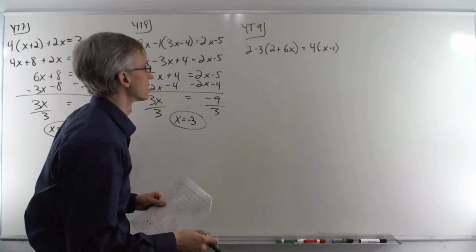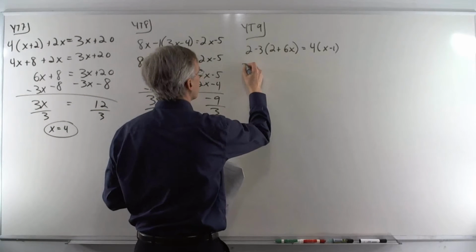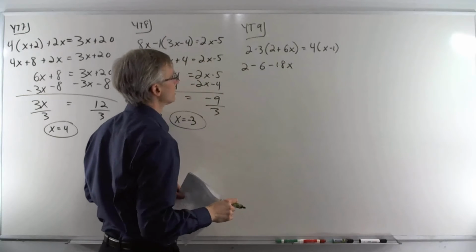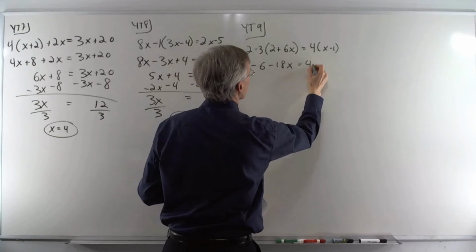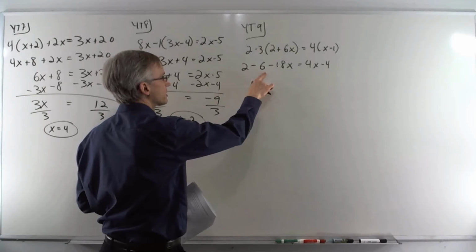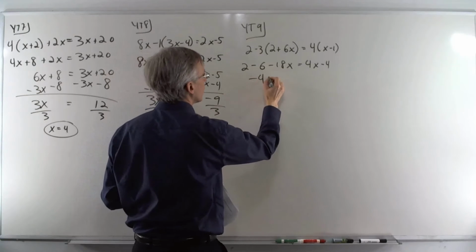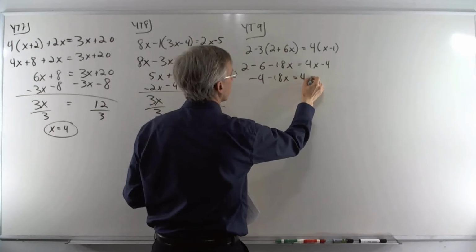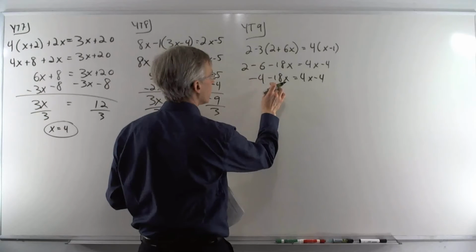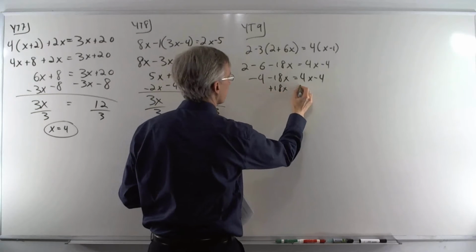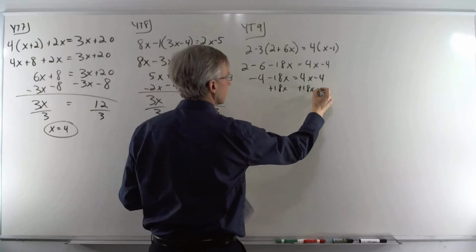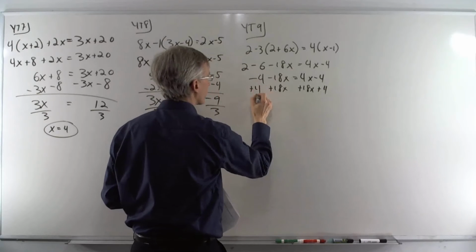Now we've got two sets of parentheses, so we're going to do double distribution on the first step. So 2 minus 6 minus 18x equals 4x minus 4. Now we can combine like terms. We got a couple constants here on the left, so 2 minus 6 is negative 4. I'm going to add 18x to both sides, bring that over to the right, and looks like we have the same constant, so those are both going to go away when we add 4 to each side.